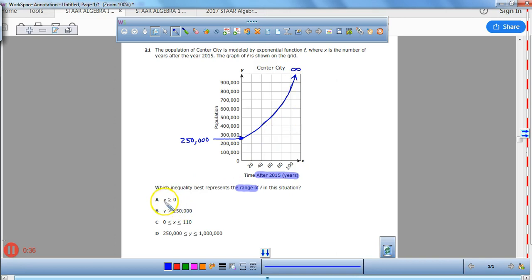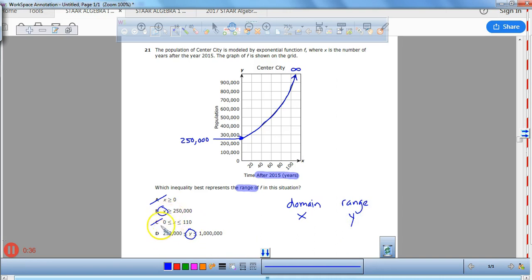So right here, anytime you see x is greater than or equal to, that's not talking about the range. It's talking about the domain. So the range is always going to deal with your y values. Okay? So right here, we can automatically say, you know what? These aren't our x values. It's dealing with our y values. So just remember, domain deals with your x, and range deals with your y values.